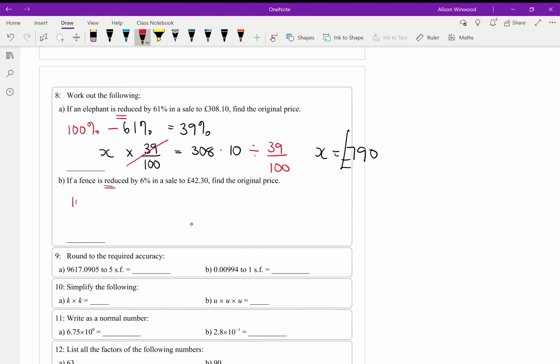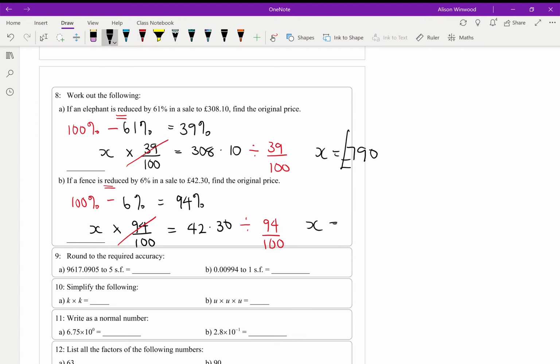Reduction, so that's 100% subtract. So this one's gone down to 94%. So the original price, when multiplied by 94%, came down to £42.30. Opposite to multiply is divide. So the original price must have been £45.